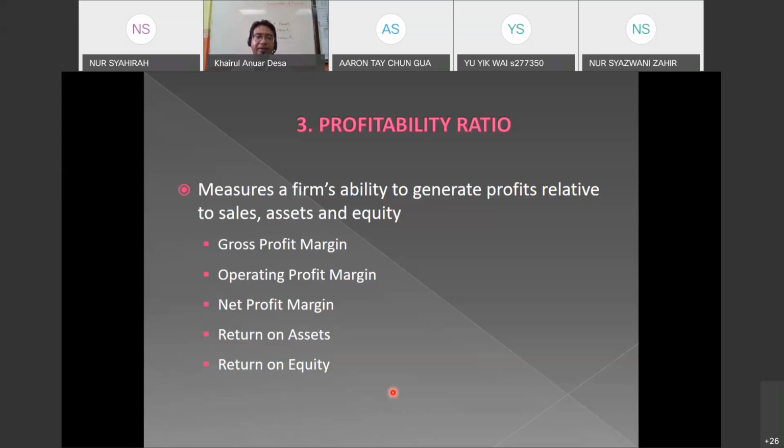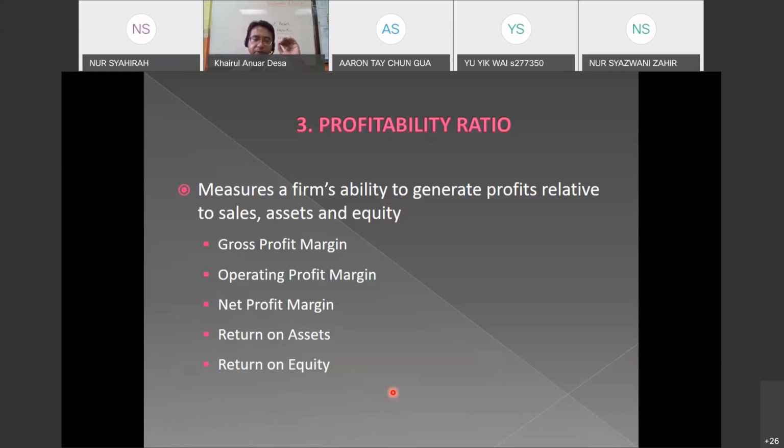Kemudian, di akhirnya ada kesimpulan. Apakah cadangan ataupun recommendation kepada syarikat untuk memperbaiki pengurusan syarikat pada masa hadapan. 3 atau 4 benda ini perlu ada dalam setiap jawapan result yang anda dapat.